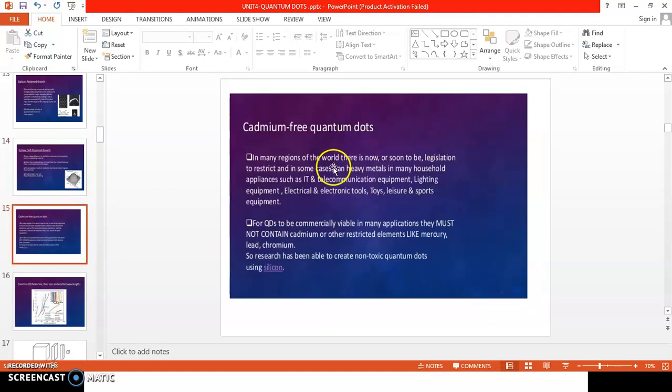Then, cadmium-free quantum dots. In many regions of the world, there is now legislation to restrict, and in some cases ban, heavy metals in many household applications such as IT and telecommunication equipment, lighting equipment, electrical and electronic tools, toys, lasers and sports equipment. For quantum dots to be commercially viable in many applications, they must not contain cadmium and other restricted elements like mercury, lead and chromium. So researchers have been able to create non-toxic quantum dots using silicon. That is a very important thing.